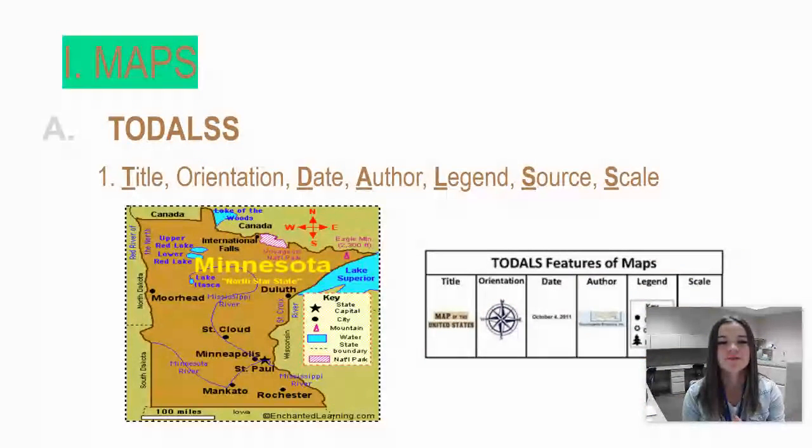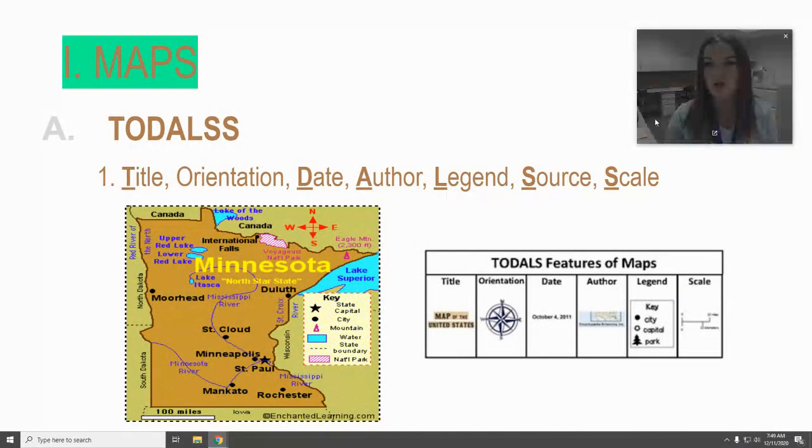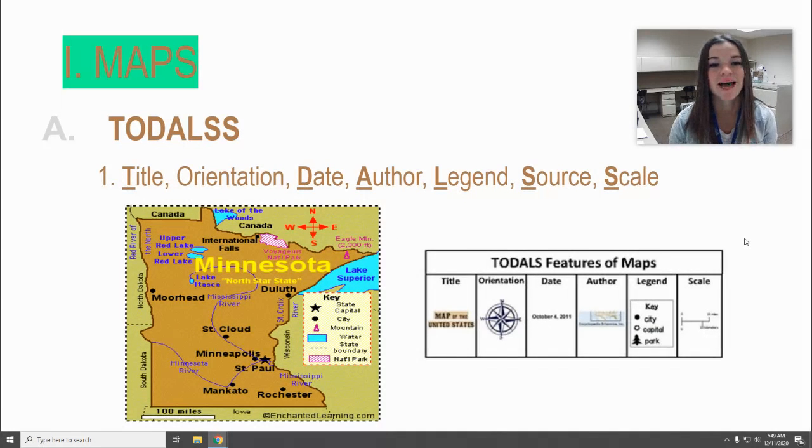So first off, TODALS. Okay? TODALS is a great way for you to remember all of the parts a great map has, right? So title, orientation, date, author, legend, source, and scale.